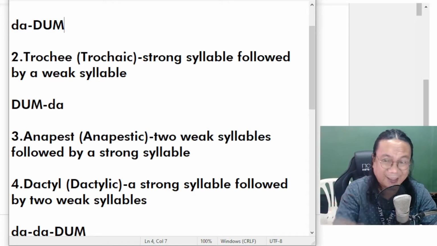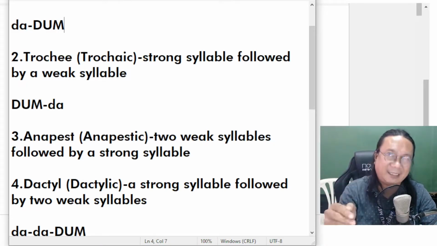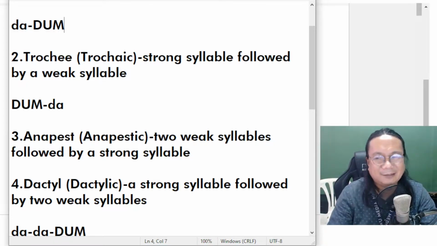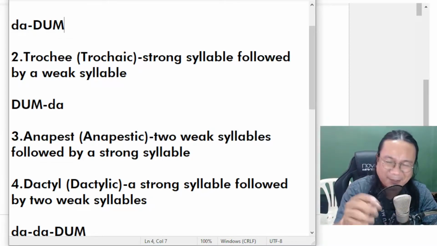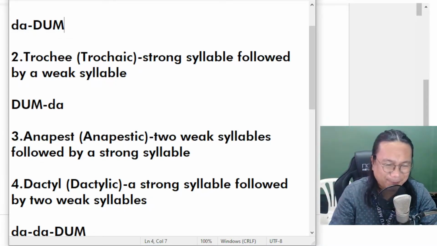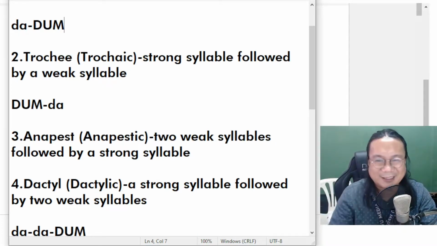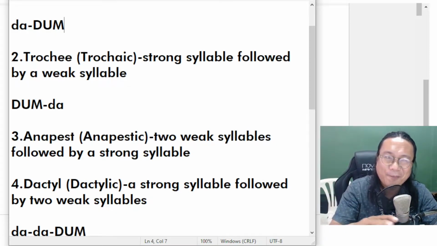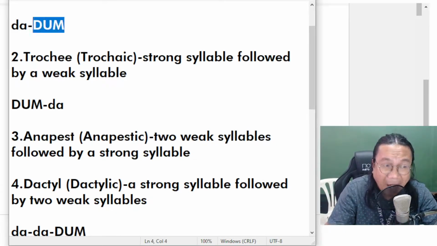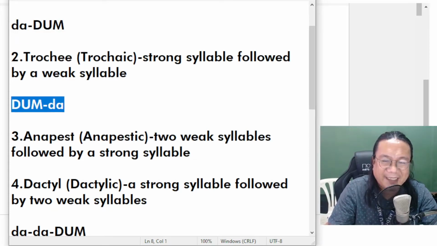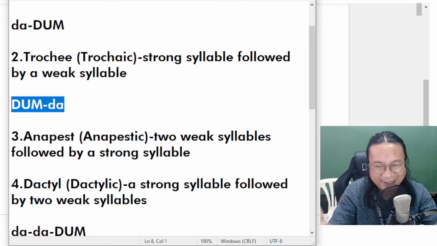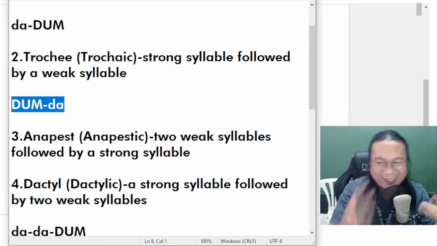Bucket. Okay, di ba? Bucket. And then we also have talon. Talon. So tatlo. Yeah. That's also trochaic. So if iambic is the dumb, then trochaic is dumda. Okay? You following? I know, right?